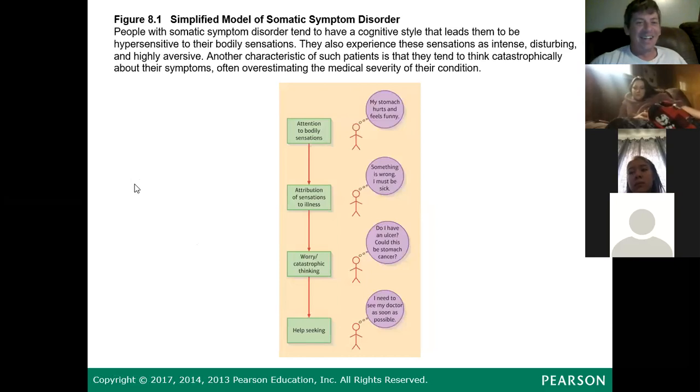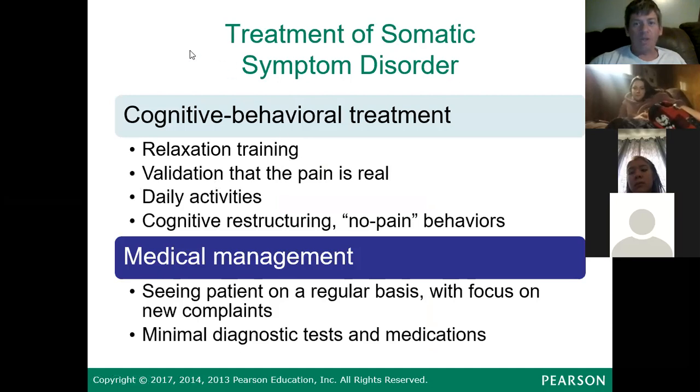All right, skip this. So how do we treat somatic symptom disorder? Cognitive behavioral treatment, relaxation training, validating the person that it's real, even though they can't really pick up on it physically. Having them practice healthy daily activities, and then cognitive restructuring, where they emphasize doing more of the things that don't cause pain. There's also medical management, seeing the patient on a regular basis with a focus on new complaints.